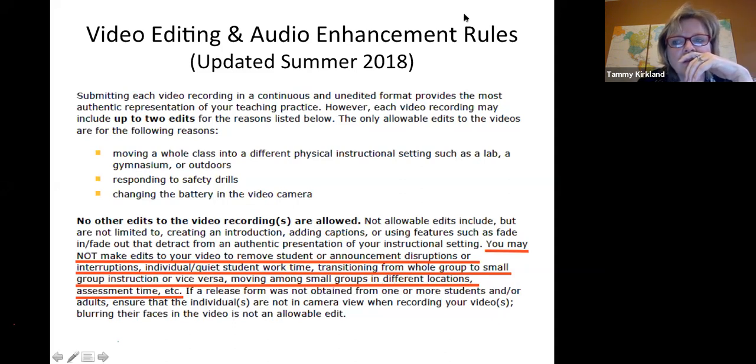Okay, here we are going to talk a little bit about video editing and audio enhancement rules. This was updated in the summer of 2018. And here you can see the video edits. So this is going to be in your Component 3 instructions, and I did put this on your Component 3 submission checklist just to make sure everybody was aware of it. If you want to read more about it, it is embedded in your Component 3 instructions.